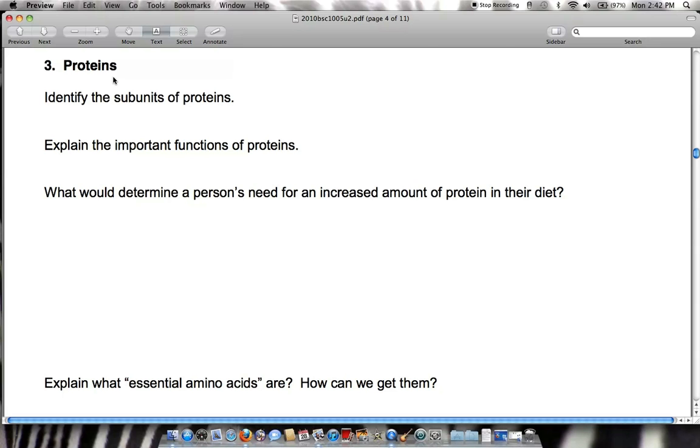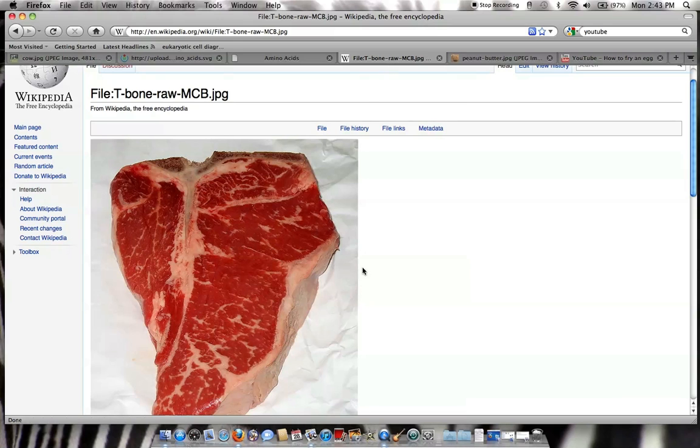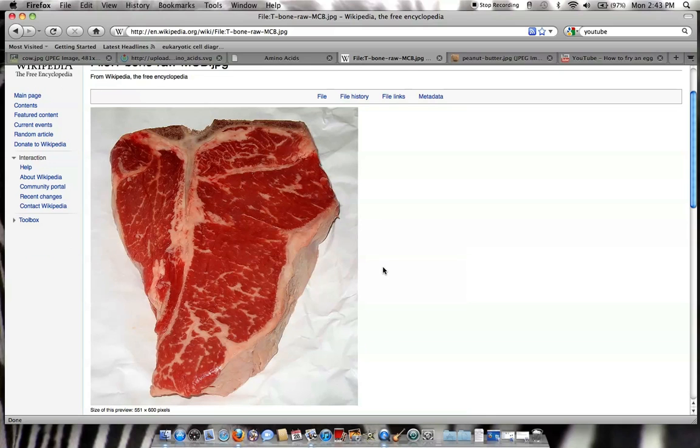First of all, let's talk a little bit about a protein. Here we are. Look at this cow. When you look at the cow, I think immediately 2 things: milk and steak. Yes, I myself am a meat eater. I love a good steak. Chicken, fish, pork. These are all proteins.